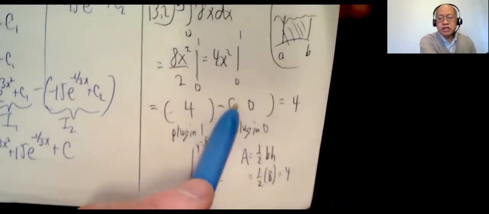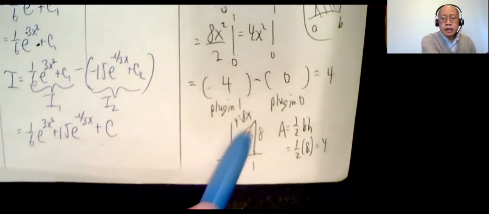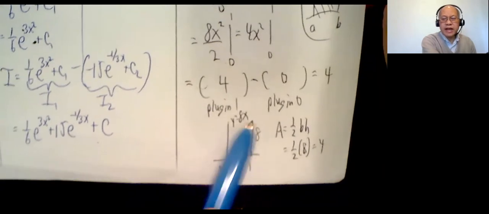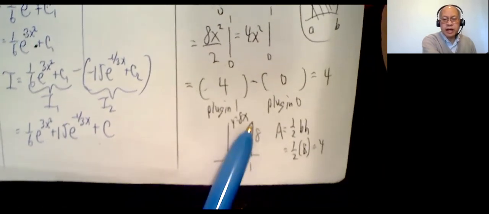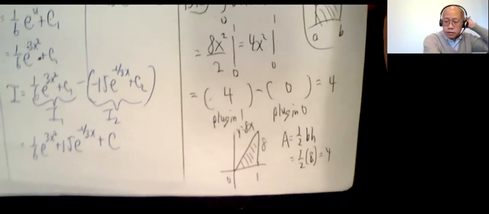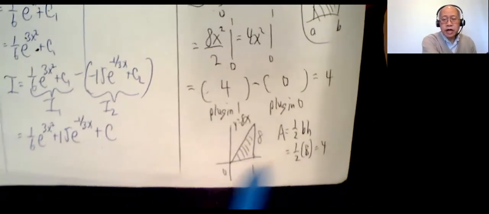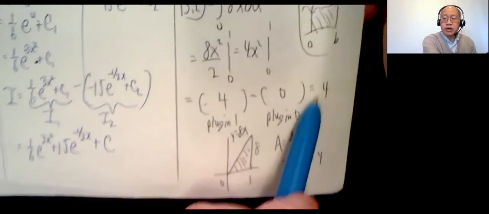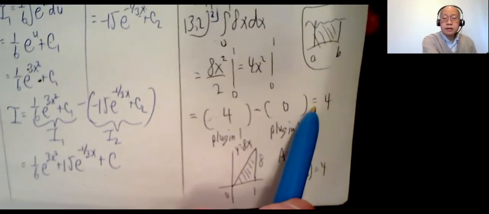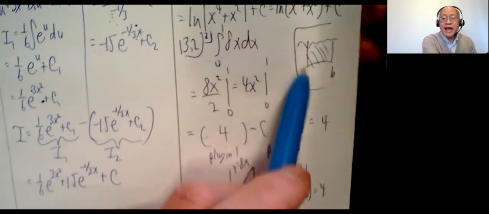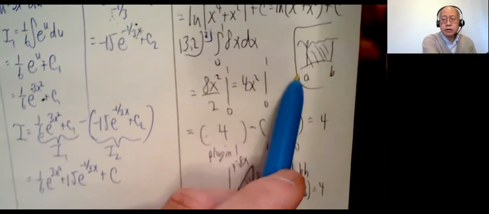Okay. Now the problem's finished, but digging deeper, what is it giving me? Here's the graph of y equals 8x, right? If I plug in 1, I get 8. What's the area of that triangle? Well, it's 1/2 base times height. 1/2 of 1 times 8 is 4. That's what it gives me. Very powerful too. So this integral is giving me the area under the curve from A to B.